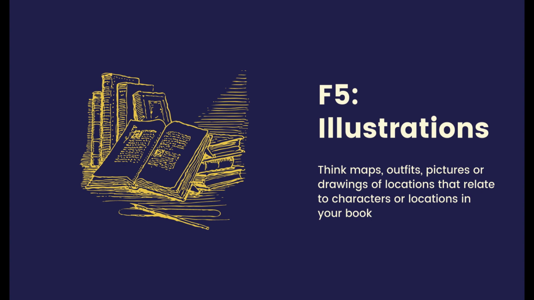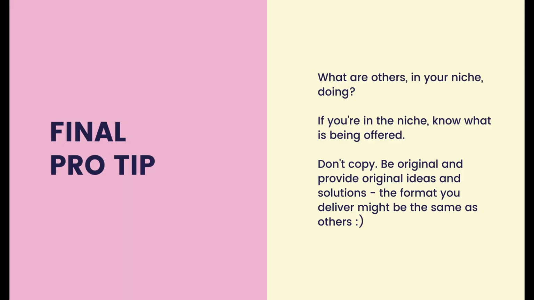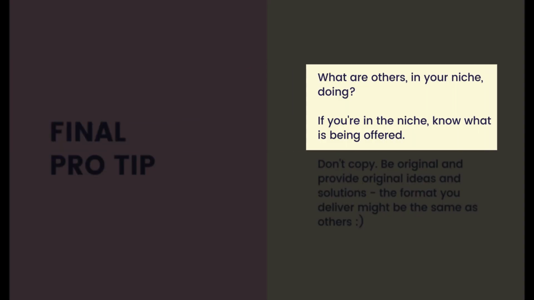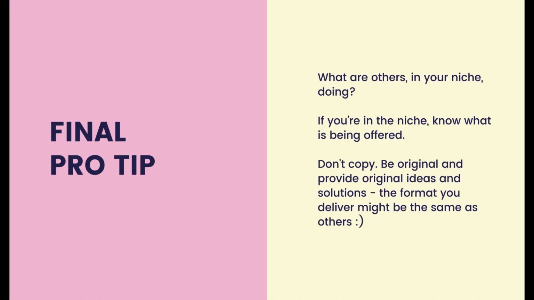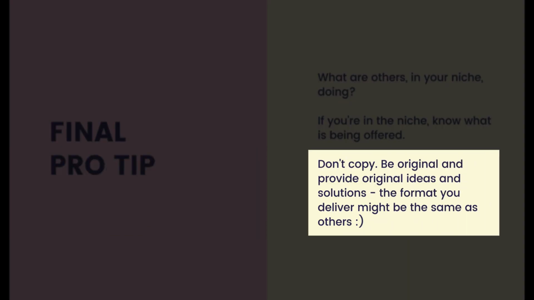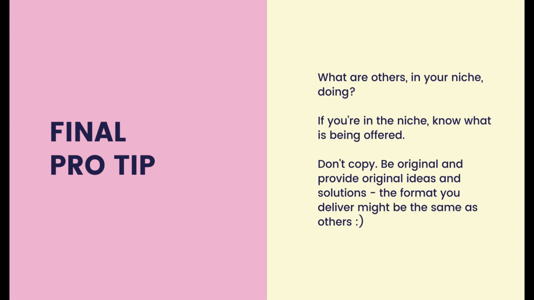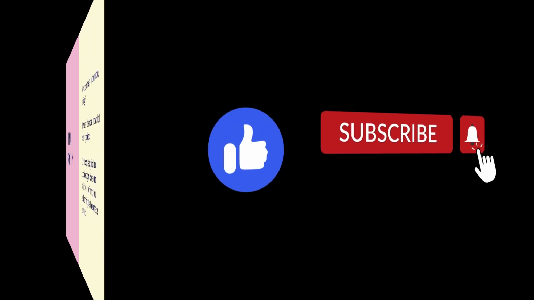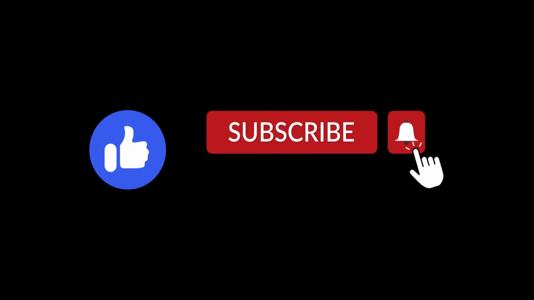So just a few examples, and before we go, I want to leave you with a final pro tip, and that is always see what other people are doing in your niche. Okay, if you're in the niche, you need to know what others are doing. All right, and obviously don't copy. It's going to be quite difficult to copy. You have to be original, but you can deliver in the same format. So if it's a PDF download, don't use someone else's story. It wouldn't even fit, even if you did try. That'll be pretty silly. But you can deliver the same format but different material, if that makes sense.